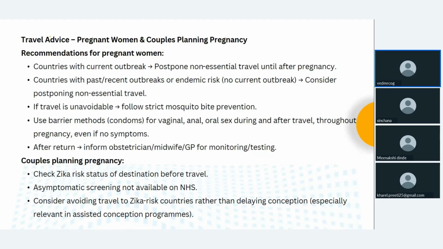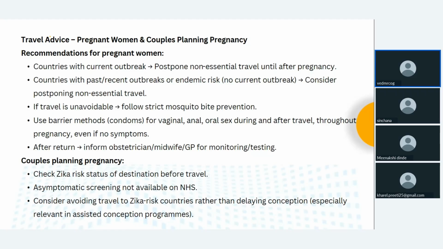There is no chemoprophylaxis for this, but when we learn about malaria, you'll find that there is a chemoprophylaxis, and questions are asked on that also. And always use barrier methods for vaginal, anal, and oral sex during and after travel, throughout pregnancy, even if there are no symptoms. After returning, always inform the GP, obstetrician, or midwife, and monitor the case.